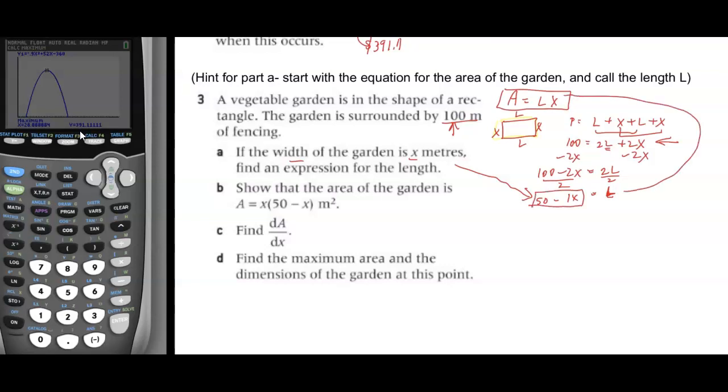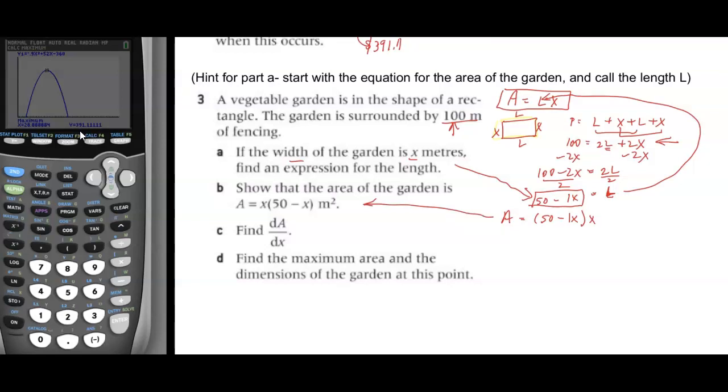I'm going to put that in for the L here, and that would give me A equals 50 minus 1x times x. And there we go. Just like that, right? Different order, but it's okay. 3 times 4 is 4 times 3, right?